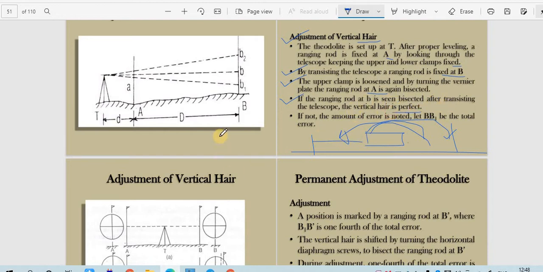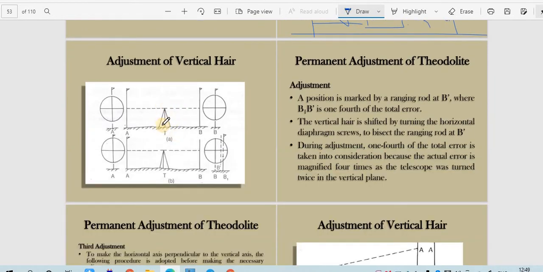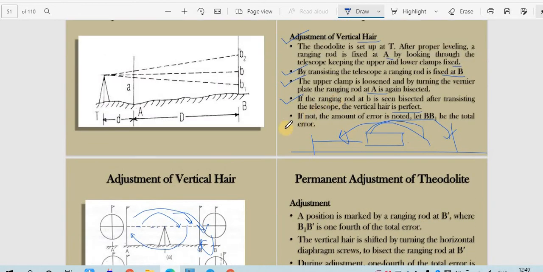So first you are fixing the theodolite here, then you are fixing a ranging rod at point A, then transiting the instrument by 180 degrees, you are fixing a point B. Again, by releasing the upper clamping screw, you turn the telescope and again bisect A, and again transit to the point B. If after transiting your telescope by 180 degrees, B is matching exactly with the first observation, that means your vertical circle is in perfect adjustment and does not require any kind of adjustment.